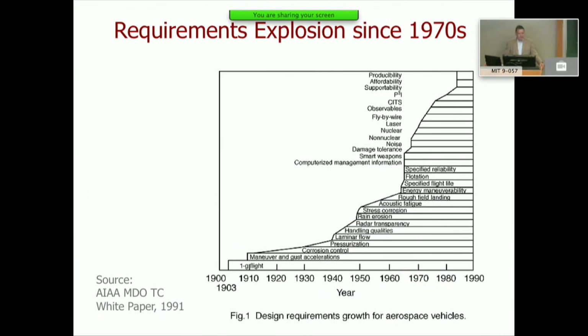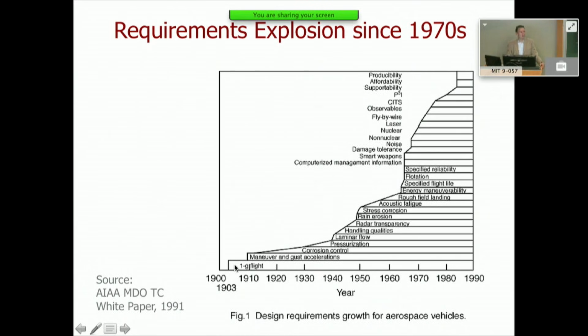So what happened since then is a requirements explosion. This is a chart from a document called the Technical Multidisciplinary Design Optimization White Paper. It's a little dated, but the basic message here is pretty stunning if you think about it.